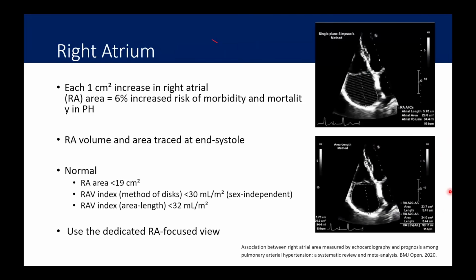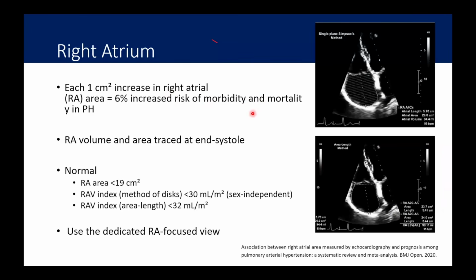So let's get into some details from the guidelines on the qualitative and quantitative assessment of the right heart, and we'll begin with the right atrium. So this is historically the least studied chamber, but it does have real prognostic weight. There was a meta-analysis that showed that every 1 centimeter square increase in the RA area equals about a 6% increase in the risk of mortality and morbidity in pulmonary hypertension.